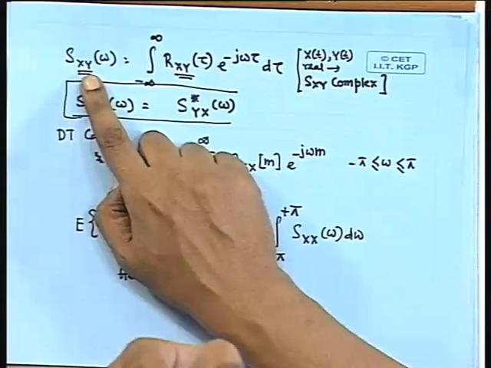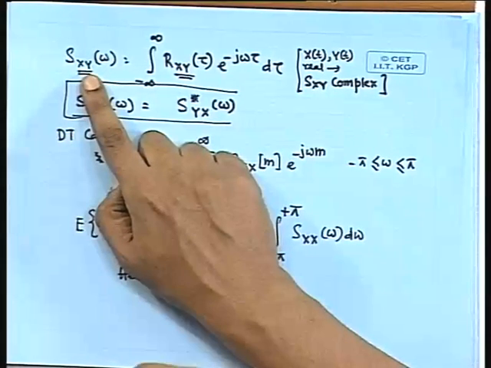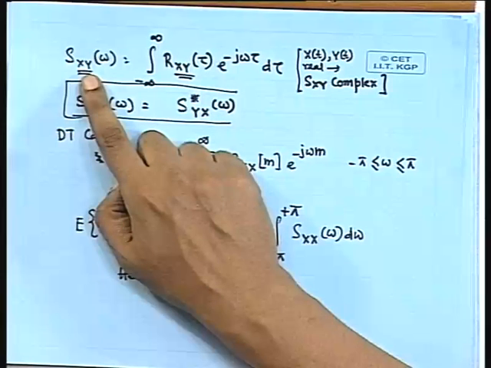But Sxy omega may not be real. It is not guaranteed that it will be real. That may very well be complex, because, why? Rxy tau is not equal to Rxy of minus tau. So simply because of that fact, you are not going to get real parts, the imaginary parts will not cancel.